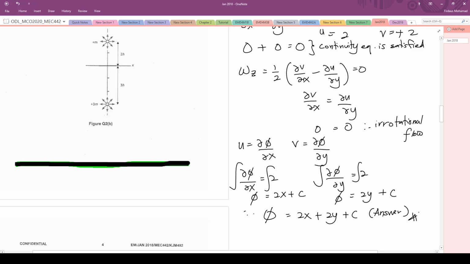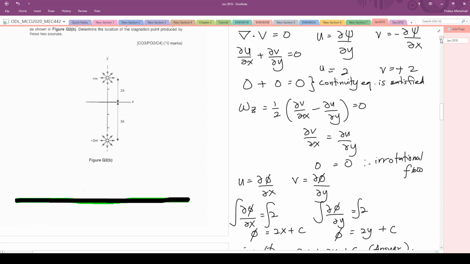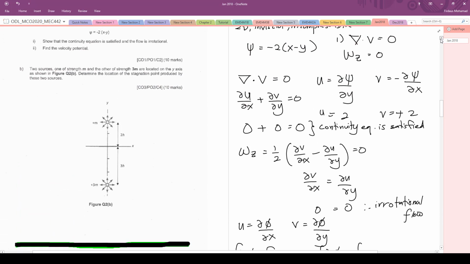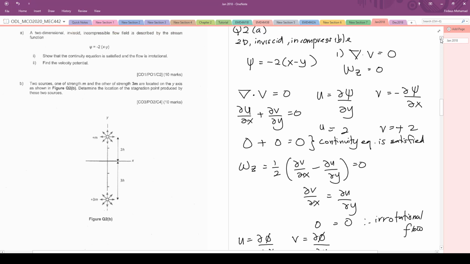Okay, so solve for question number 2a. Okay, so now proceed to question number 2b. So for question 2b, you have two sources. For one, the strength is m, and for the other, the strength is 3m. Both sources are located on the y axis.